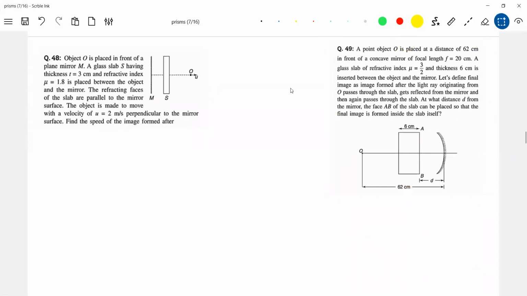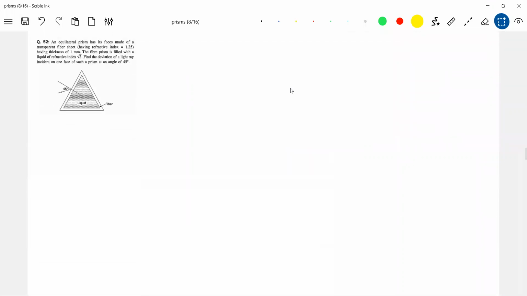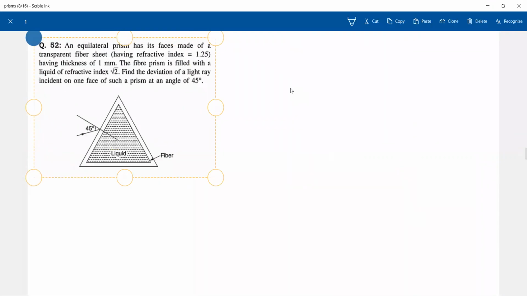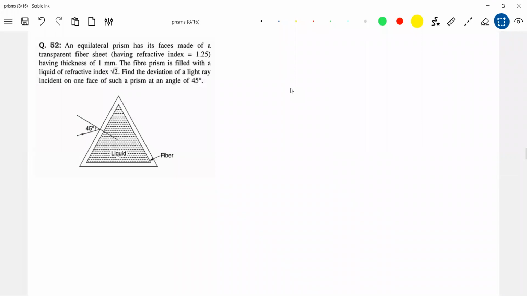So I'll take the next one. An equilateral prism made up of a transparent fiber sheet having thickness 1 millimeter. The fiber prism is filled with a liquid of refractive index √2. Find the deviation of a light incident on one face of such a prism at an angle of 45 degrees. What to do with that fiber sheet?